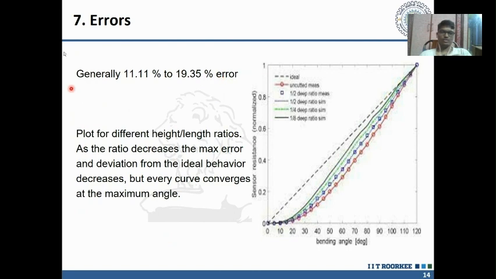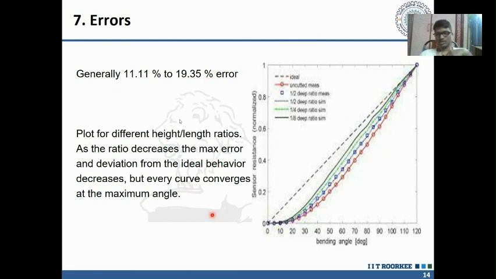Now we are going to move to the errors, because no device is without errors. Every device will have some errors because they are not ideal. They are in the real world. Everything has some errors, so the flex sensor will also have some errors. Generally, flex sensors that are available in the market have around 11% to 20% error.